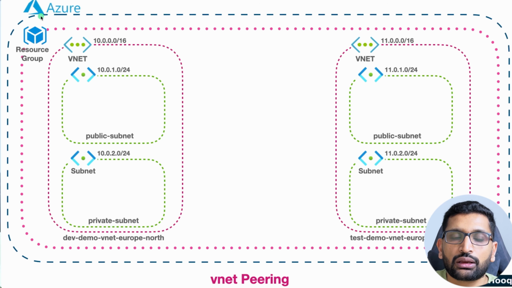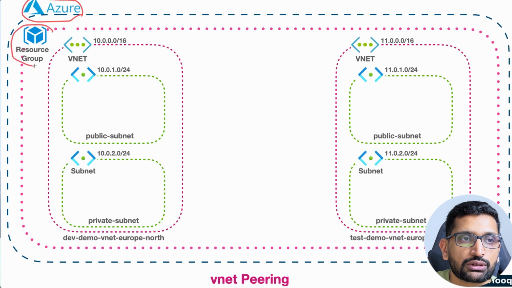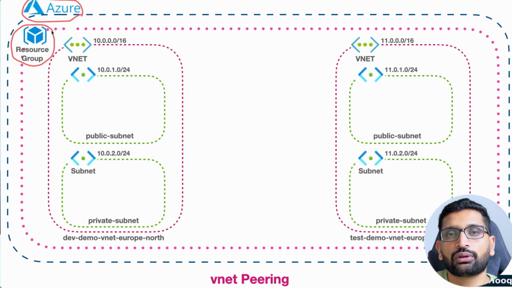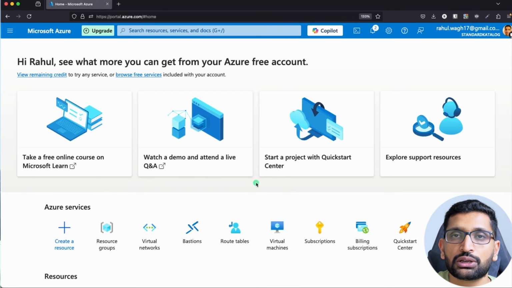So here on the diagram, I can highlight it over here also. This Azure account we already have. The next thing we need to create in this diagram is the resource group, so that all of our VNets belong to one resource group as well. Let's jump to the Azure portal, and I'm assuming that you have already signed up for your Azure cloud.